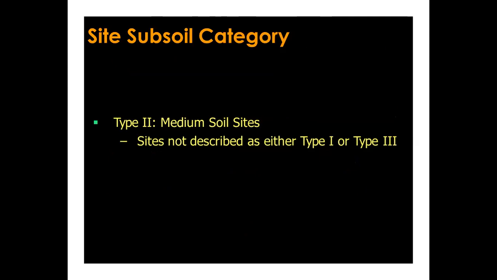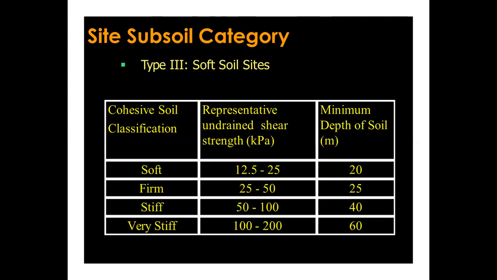Type 2 is a medium soil site, sites not described as either type 1 or type 3. Type 3 soil is a soft soil site, where here three tables are given. First is cohesive soil classification, which is soft, firm, stiff and very stiff soil. There is a representative undrained shear strength, which is expressed in kilopascal, and the last is minimum depth of soil, which is expressed in meters. When soil is soft, then the undrained shear strength value is 12.5 to 25 and its minimum depth is 20 meter.